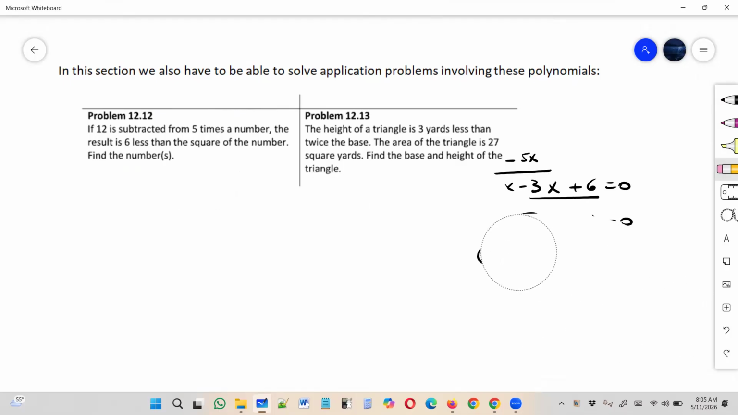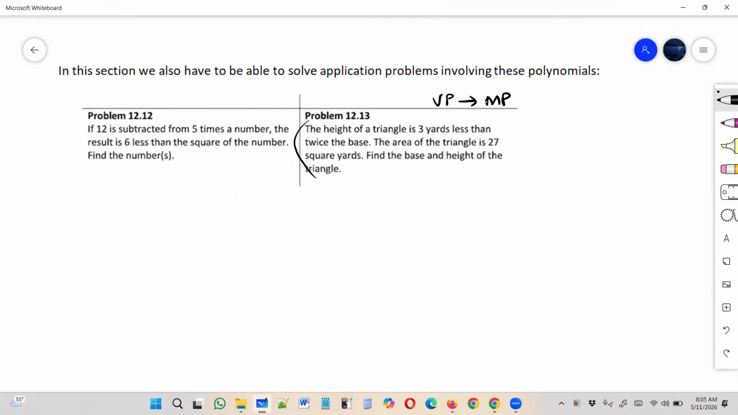The second application, it's very similar, but it's a little bit maybe more geometric, right? Let's take a look. Again, there's a verbal problem that needs to be converted to a mathematical problem. So they're talking about the height of a triangle. So let's draw a triangle. I'm not quite sure which triangle it is, but we can draw something. So the height of a triangle is 3 yards less than twice the base. So here's the base. Here's the height, right?